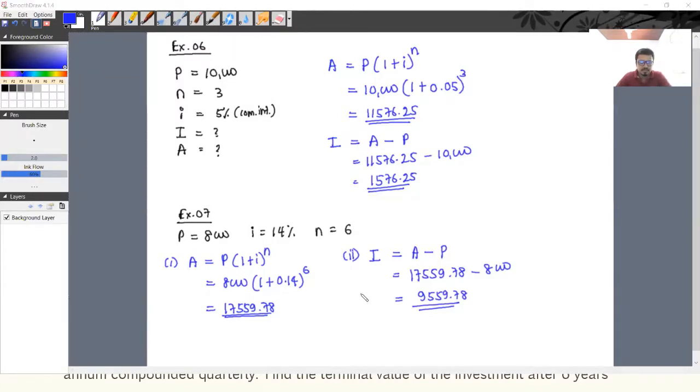Yes, right. 9,559.78. Because this is associated with rupees, we'll keep it to 2 decimal places. Right. That is example number 7.